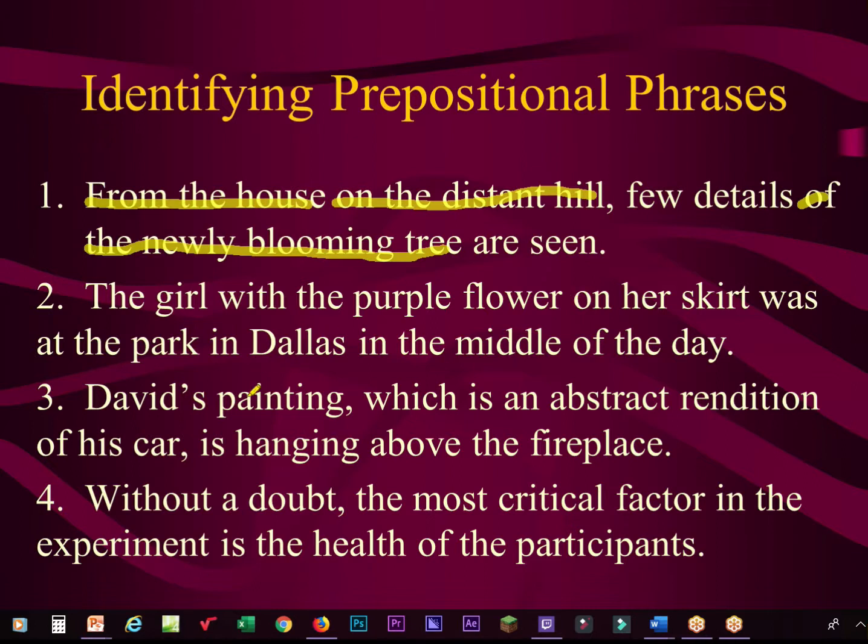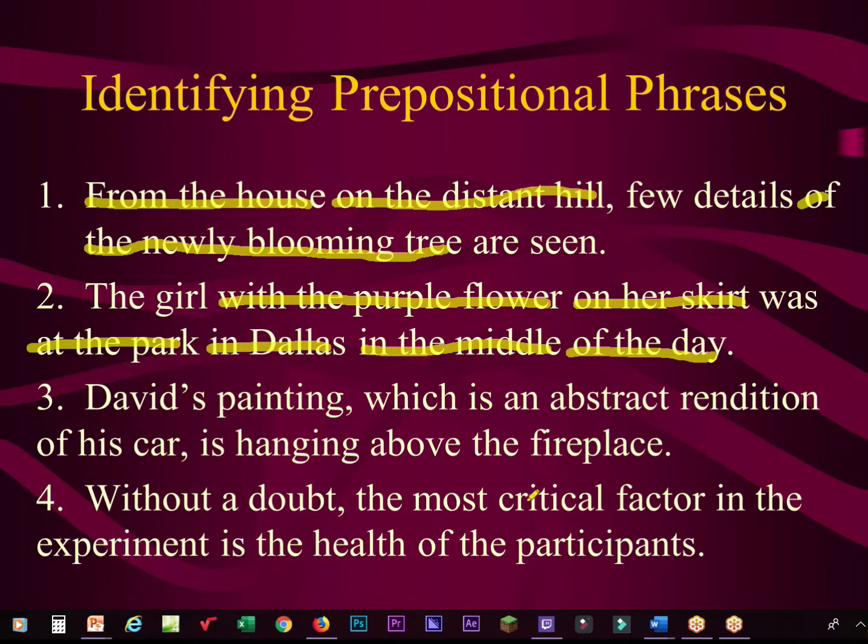Let's do number 2. The first preposition we see is "with," and therefore we go up to the first noun, and that's our first prepositional phrase. "On her skirt," not "was," but "at the park," "in Dallas," "in the middle of the day." And we're left with "the girl was." You understand that what you need for a sentence is a subject and a verb. The girl was. And "was" is a very, very common verb. Make a mental note of it.